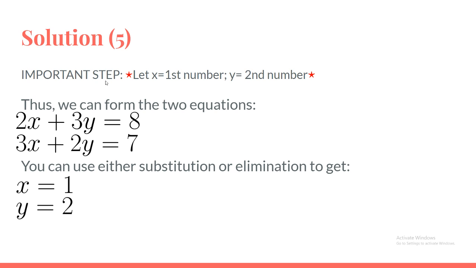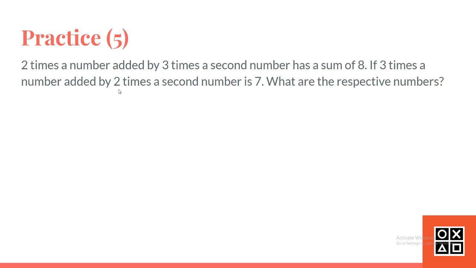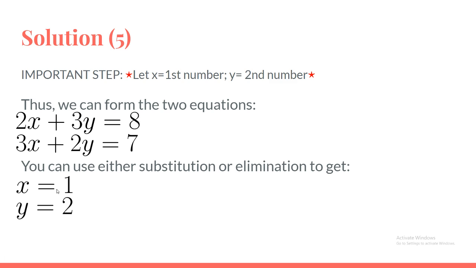The solution is, well, we first need to set the variables to the numbers, and then we can form these two equations, as denoted by the question itself. 2 times a number added by 3 times the second number gives you 8, and 3 times the first number plus 2 times the second number is 7, as can be seen right here. And then you can use substitution or elimination to get these values. x is the first number, so the first number is 1, and y equals the second number, so the second number is 2.